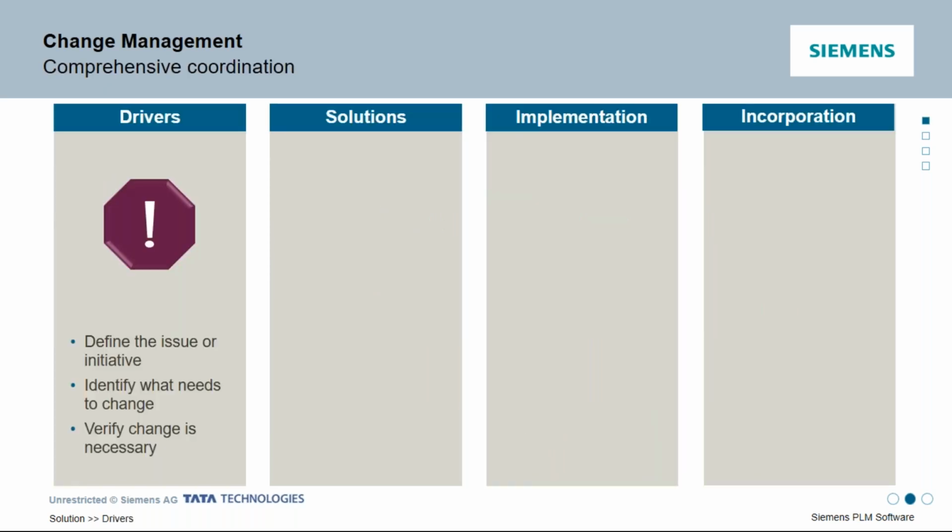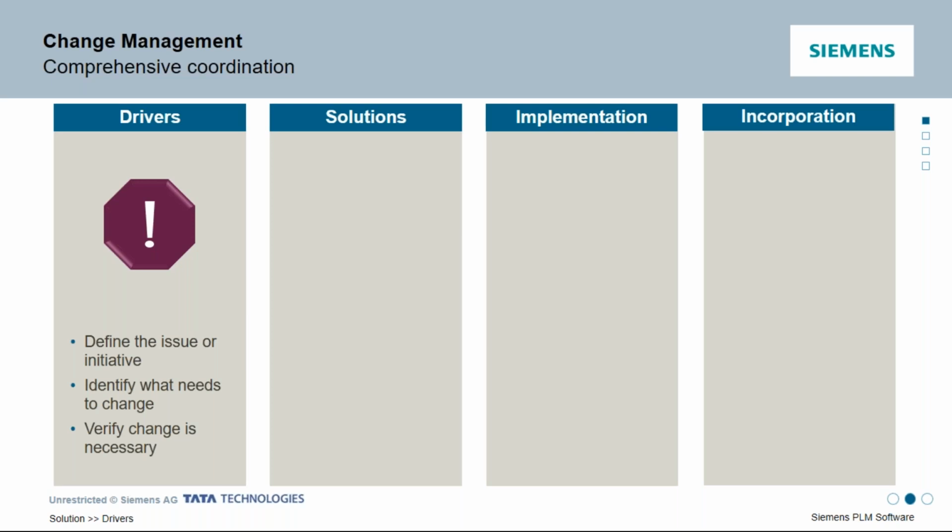Okay. Now, effective change management requires comprehensive coordination at all stages of the change, right? The driver for a change need not always be a problem that needs to be resolved. The driver can be a product initiative that you are doing inside your organization, or it might be a new requirement from a customer, or it might be a process or technology change, right? So it's very important to capture the driver for any change and to identify what needs to change upfront, right?